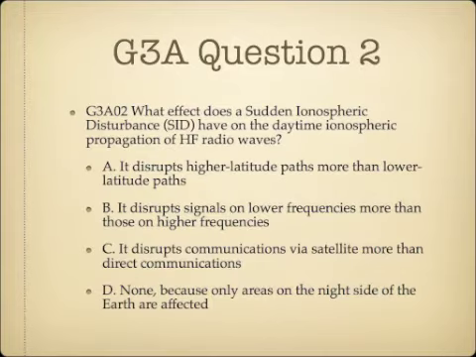Question 2. What effect does a sudden ionospheric disturbance have on the daytime ionospheric propagation of HF radio waves? A. It disrupts higher latitude paths more than lower latitude paths. B. It disrupts signals on lower frequencies more than those on higher frequencies. C. It disrupts communications via satellite more than direct communications. Or D. None, because only areas on the night side of the Earth are affected.